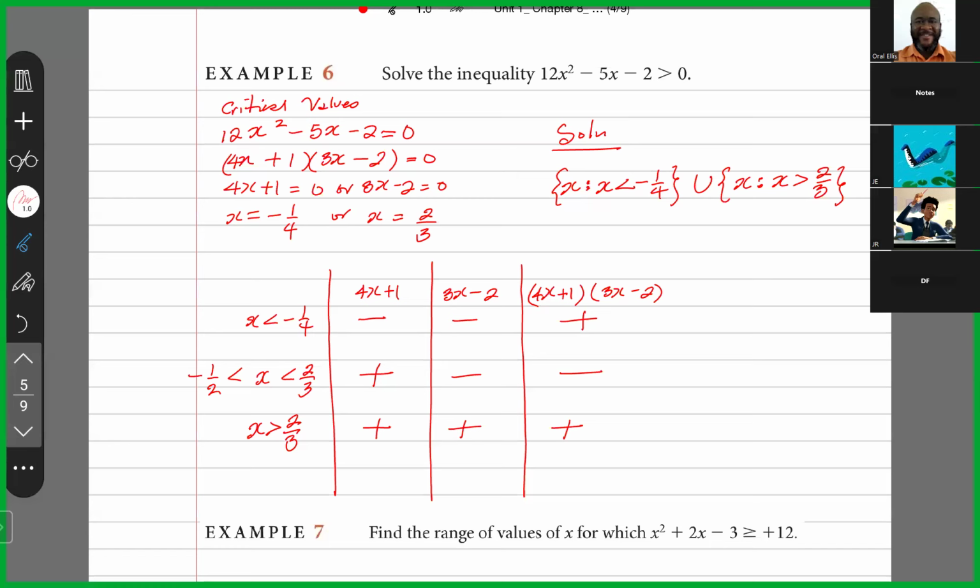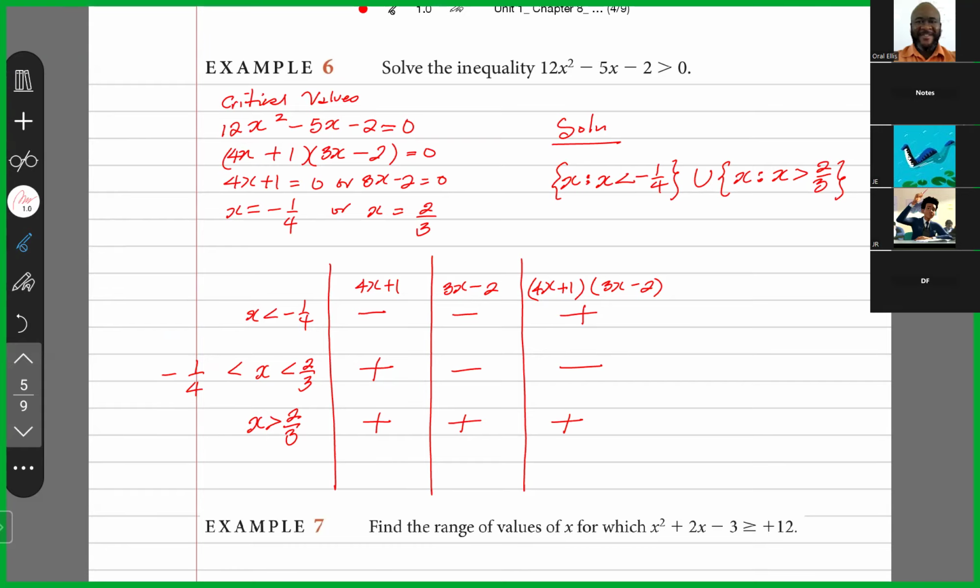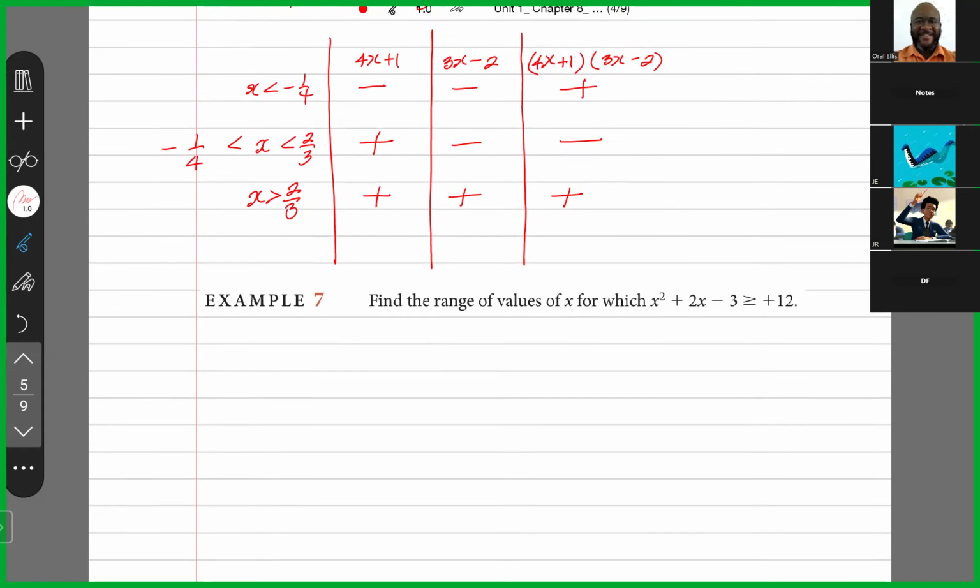All right, so we have our answer. There's a slight error here, so we can correct it. It must be minus a quarter. X is greater than minus a quarter. All right, example 7.